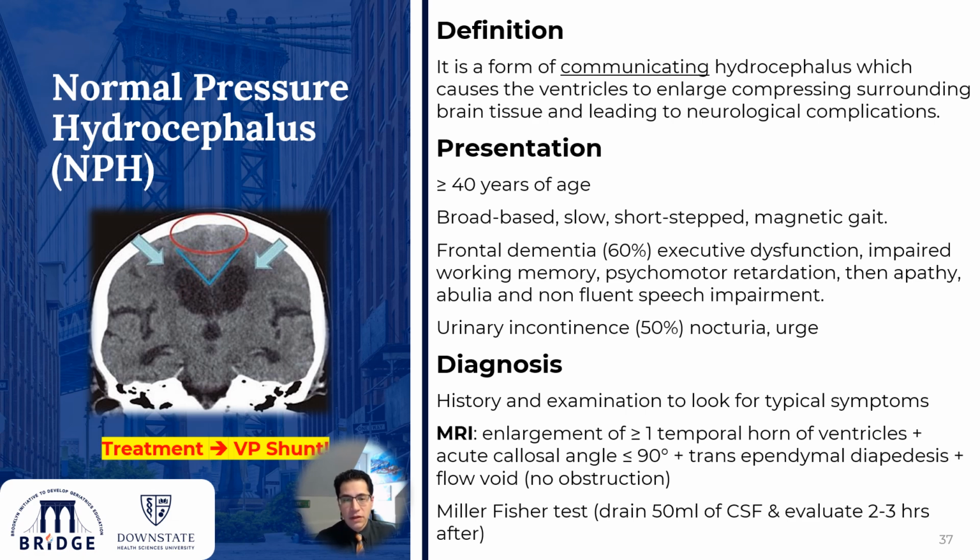Up to 50% of individuals will have urinary incontinence. The diagnosis is usually based on the history and physical exam. The MRI is usually helpful. It shows some unique features like the enlargement of at least one temporal horn, an acute callosal angle less than 90 degrees, and transependymal edema within the brain tissue without evidence of obstruction. There is also the Miller Fisher test, where you drain 50 mLs of the CSF and then evaluate later on. You should see some improvement. And the treatment basically is a VP shunt.